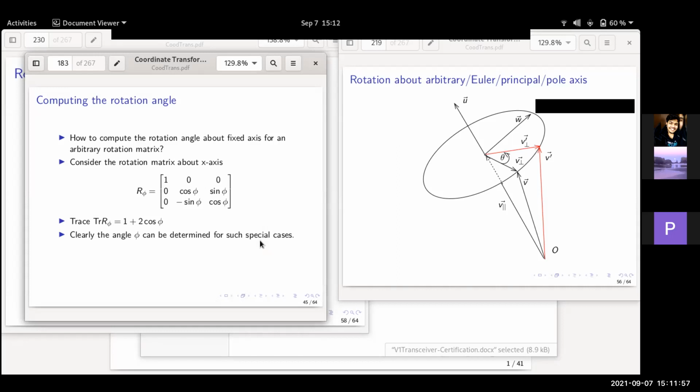So suppose you had a vector which is decomposed as v1 plus v2, where one component is along the axis of rotation and the other component is orthogonal to the axis of rotation. You will notice that the rotation is felt only on the component of the vector which is orthogonal to the axis of rotation. That is precisely what we are saying here.